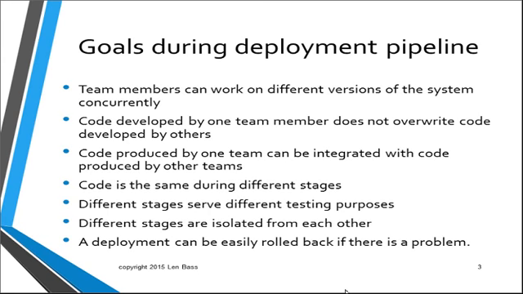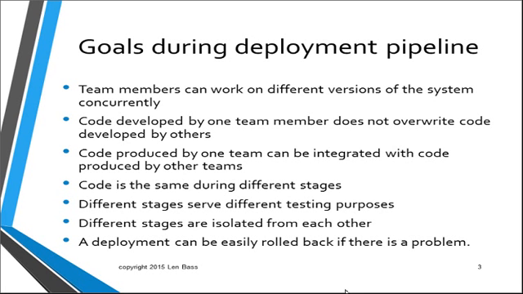The code developed by one team member does not overwrite the code developed by others. You don't want various types of interference. That the code produced by one team can be integrated with code produced by other teams. All this certainly should make sense. You'd like the code to be the same as it moves through the deployment pipeline. So you don't want to have to change the code to reflect the fact that you're in staging, for example.